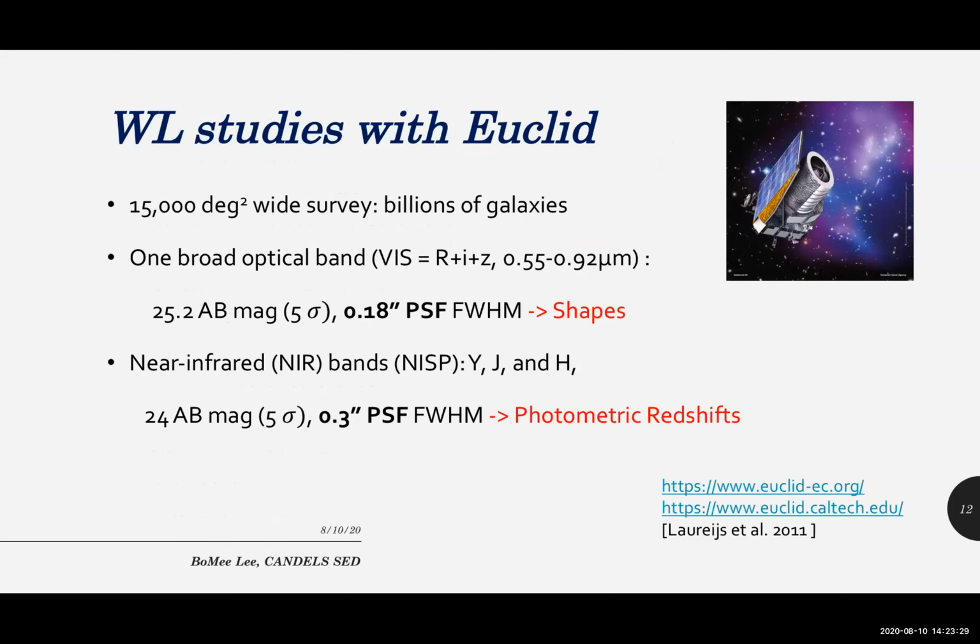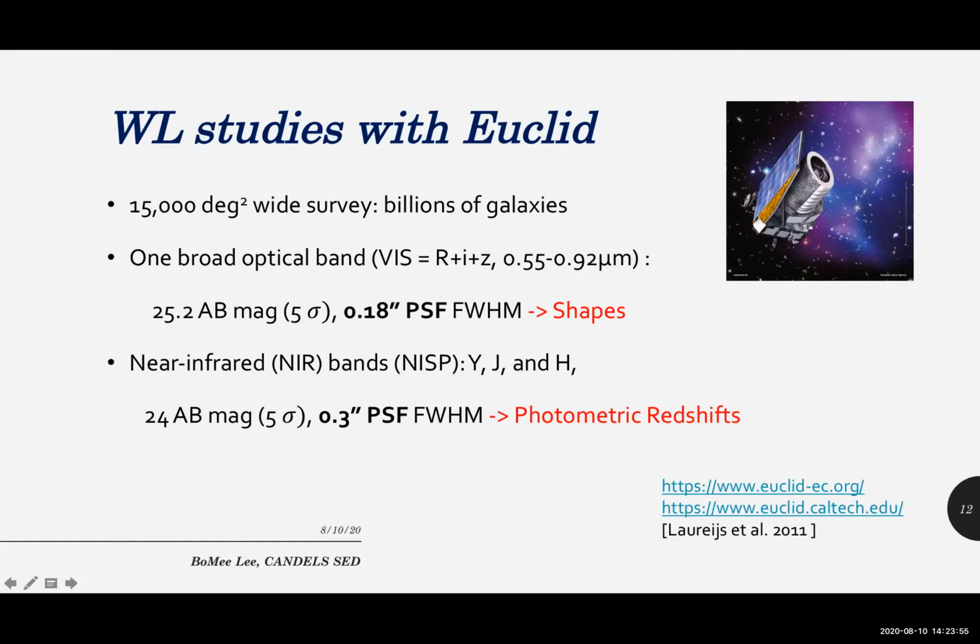Okay, so how do we start this project? It really starts from Euclid. Euclid is a European Space Agency mission and is scheduled to launch in August 2022. It has a 1.2 meter optical near-IR space telescope. The Euclid wide survey will cover 15,000 square degrees of the sky and image about 1.5 billion galaxies for weak lensing study.